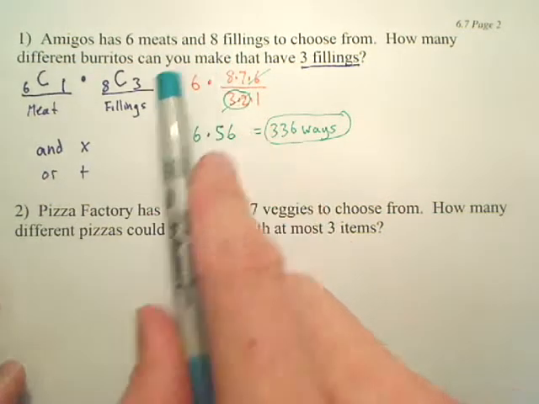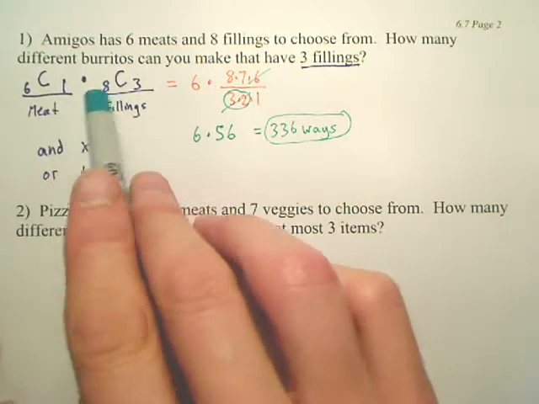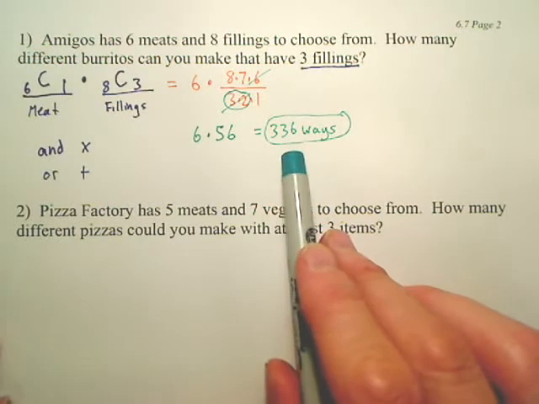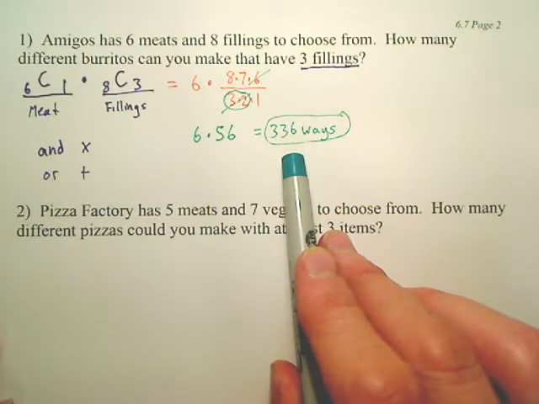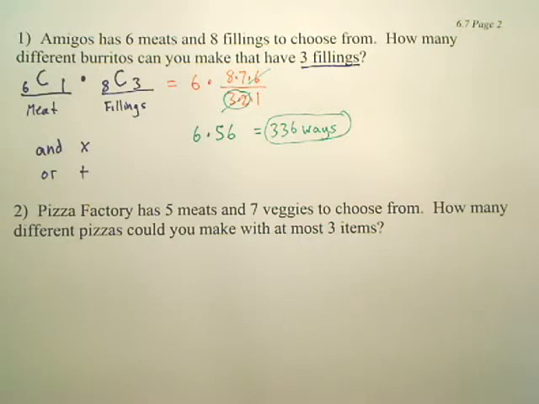Now, are there more than 8 choices of fillings? Probably. Could you also tack on sodas? Yes. But in this situation, you have a choice of a meat and 3 fillings. You have 336 ways to make burritos. That's a lot of burritos if you want to go back. Almost every day you eat a different burrito. Every day for the whole year. Almost.